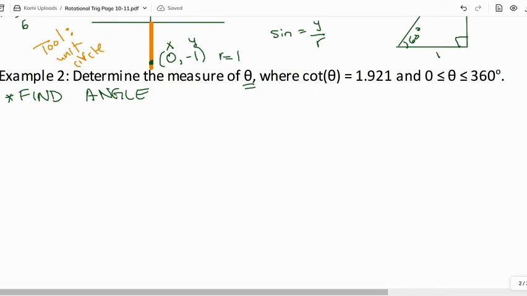So in trig, most of the time you're being asked to find one of two possibilities. You're either finding the angle or you're finding the ratio, right? So they're saying what is the ratio or what is the angle? If you're finding the angle, you use CAST and special triangles or unit circle.